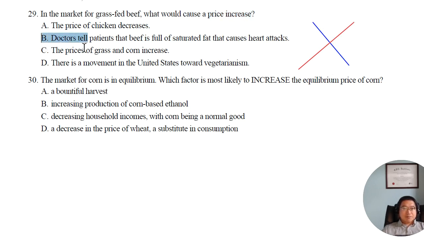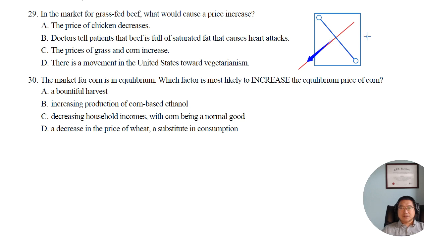Okay. B. Doctors tell patients that beef is full of saturated fat that causes heart attack. Oh, heart attack. We don't want heart attack on us. So we eat less beef, we want beef less, price go down, right? From high point to lower point. Basically, we are moving. So when the demand decrease, we move along the supply curve. So equilibrium quantity drop, equilibrium price decrease.